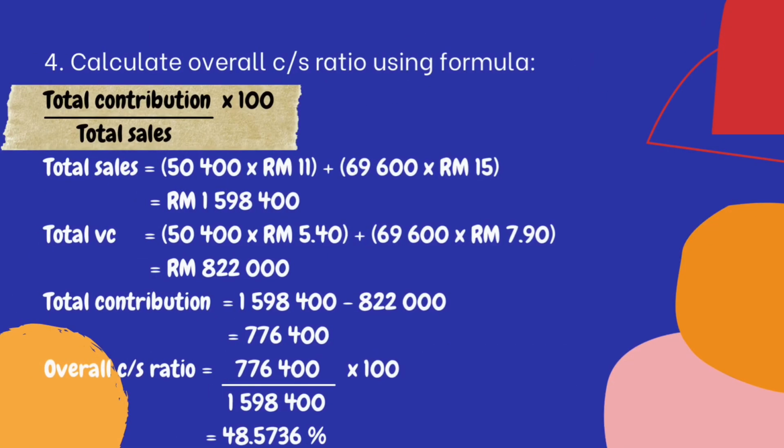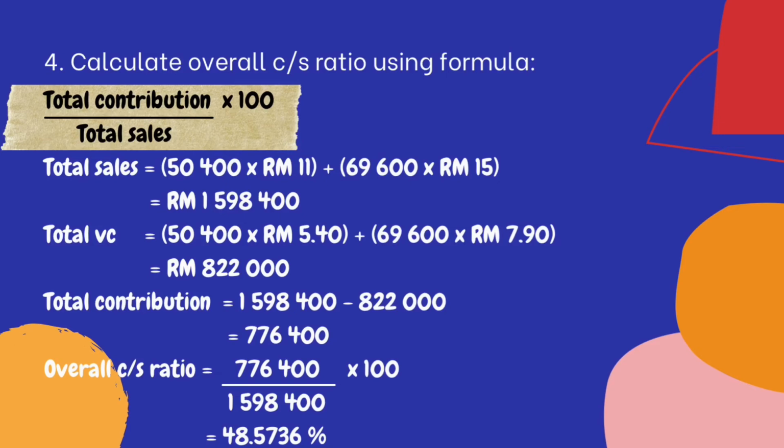To find the break-even point in value, we need to calculate the overall CM ratio first by dividing the total contribution by total sales, then multiplying by 100. To calculate the total sales, we need to multiply the total volume in units for each product with the selling price per unit. Then sum up all the answers and we will get the total sales of 1,598,400. Then to calculate the total variable cost, we need to multiply the total volume in units for each product with the variable cost per unit. Then sum up all the answers and we will get the total variable cost of 822,000.